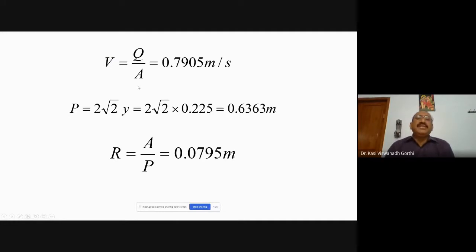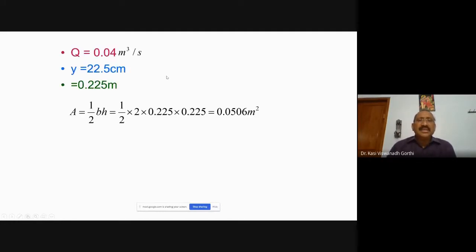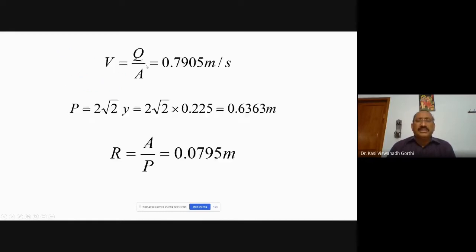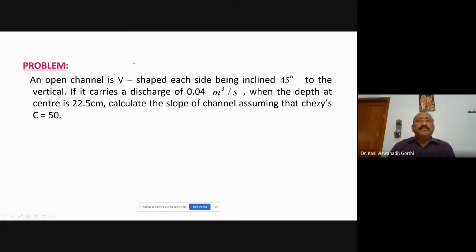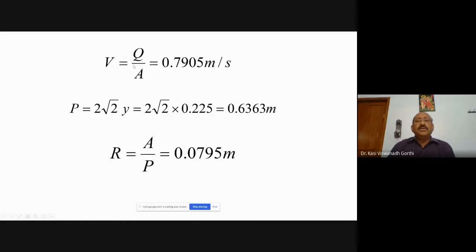Mean velocity will be discharge divided by area. The discharge is given as 0.04 meter cube per second, divided by the area. So you have got the velocity 0.79 meter per second. And wetted perimeter is 2 root 2 y. So 2 root 2 into 0.225 is 0.6363 meters. Hydraulic radius R will be A by P.